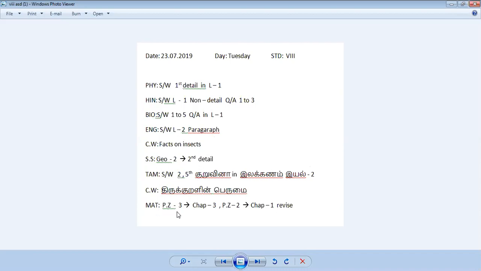And next homework, maths homework, practice zone 3. So in practice zone 3, yesterday we completed one problem, and today the second problem. So take page number 53.